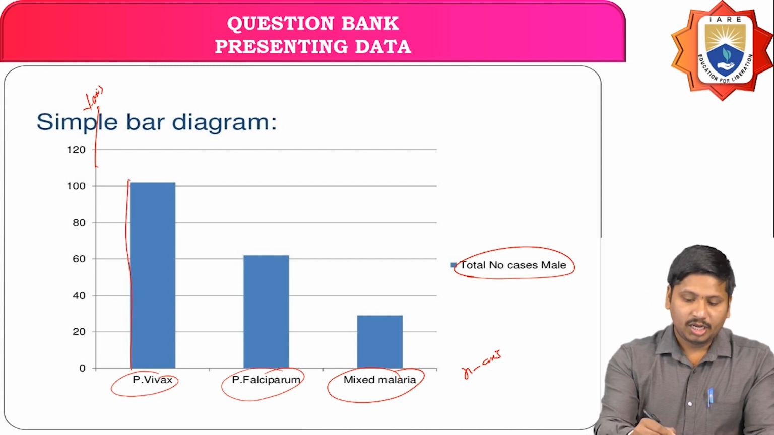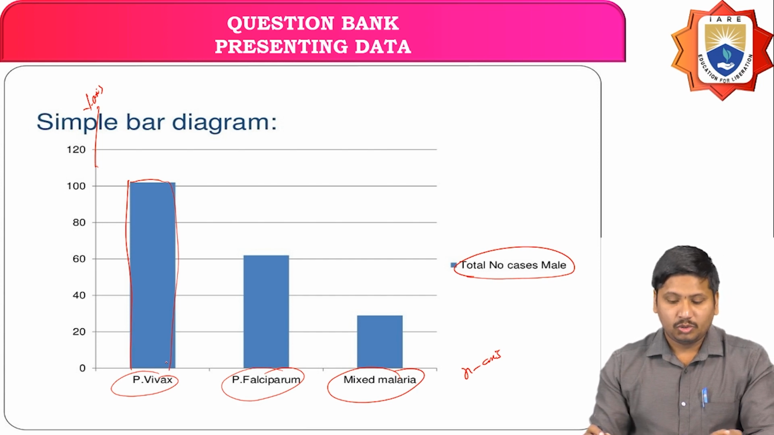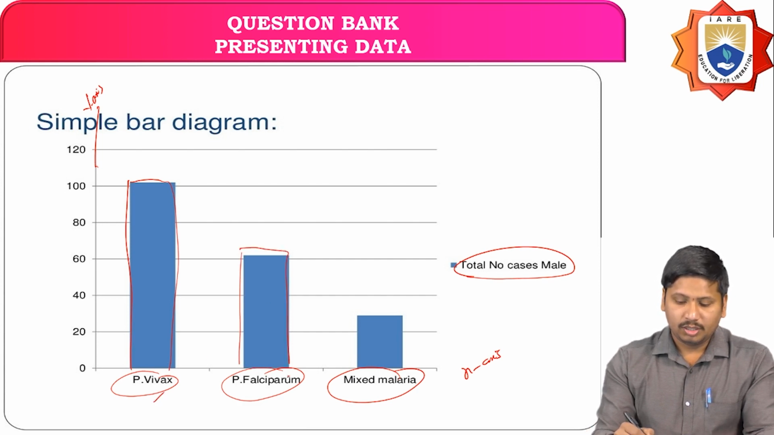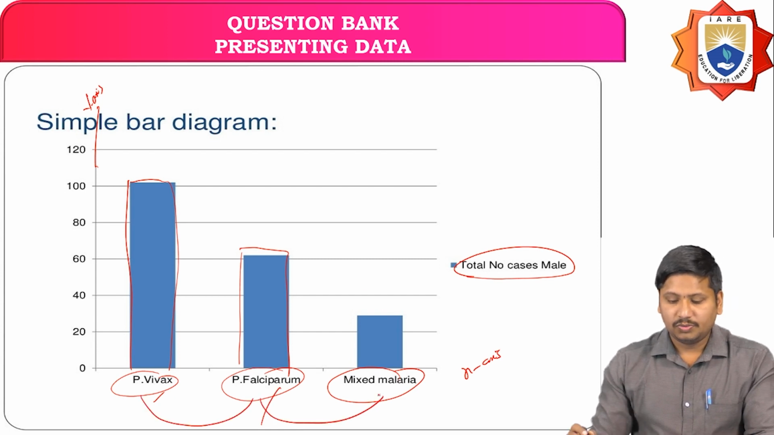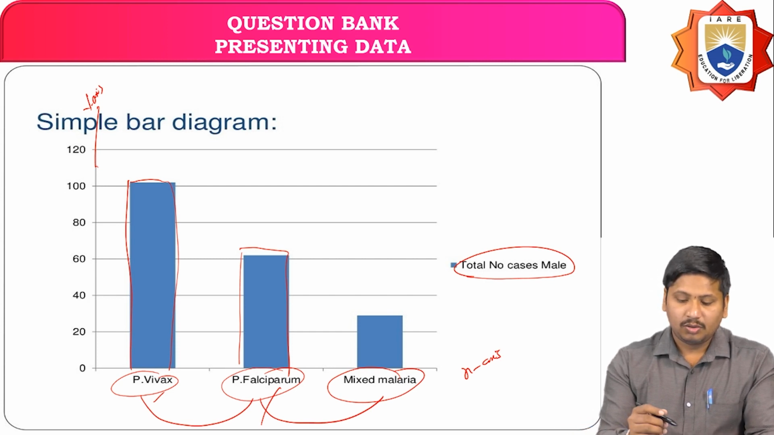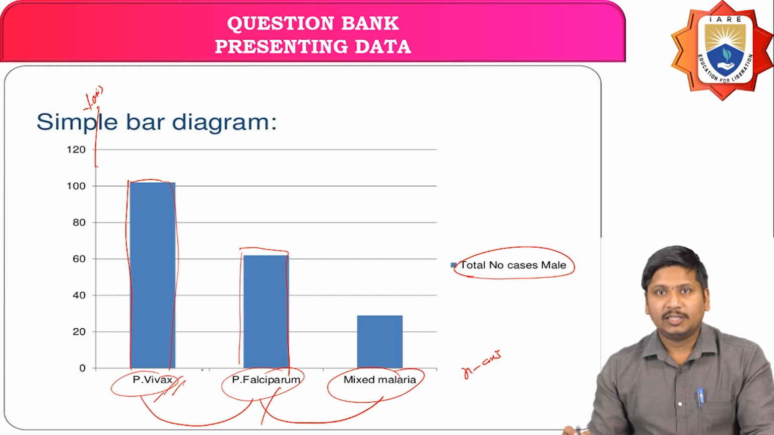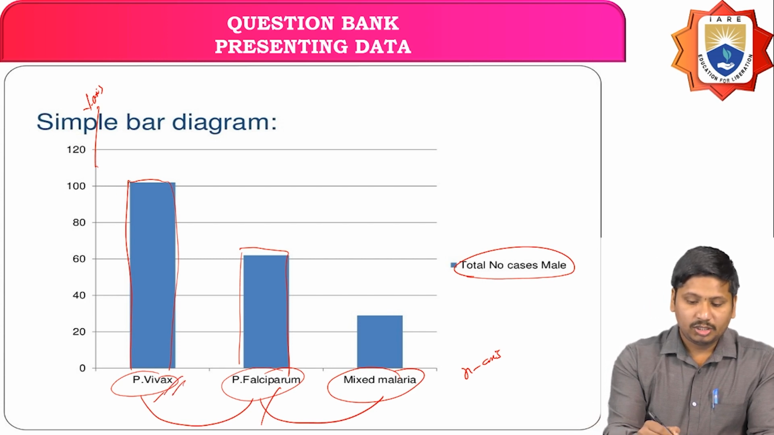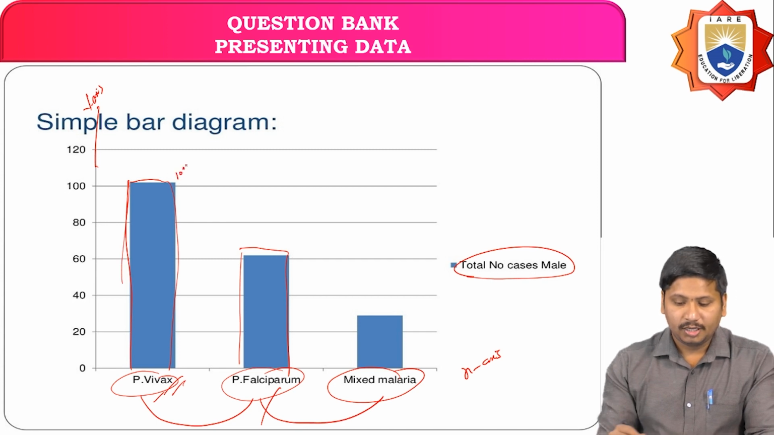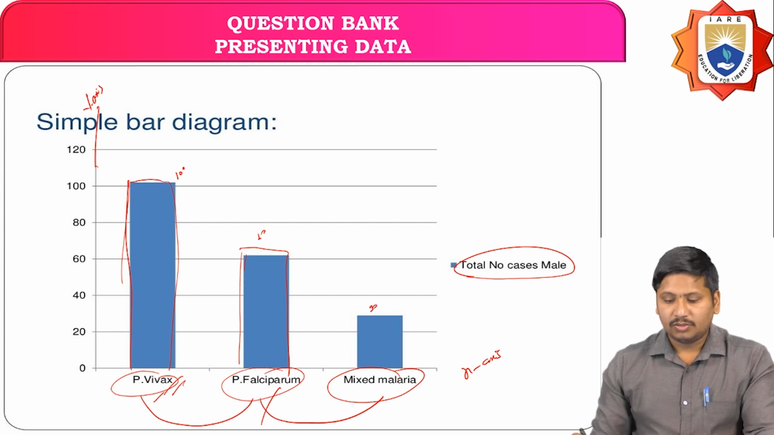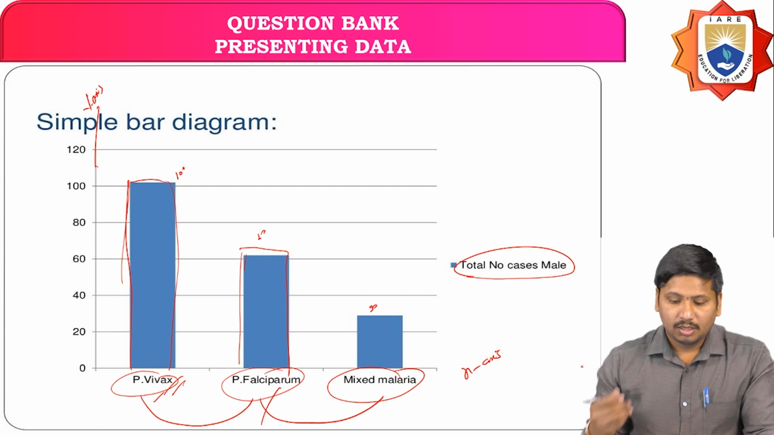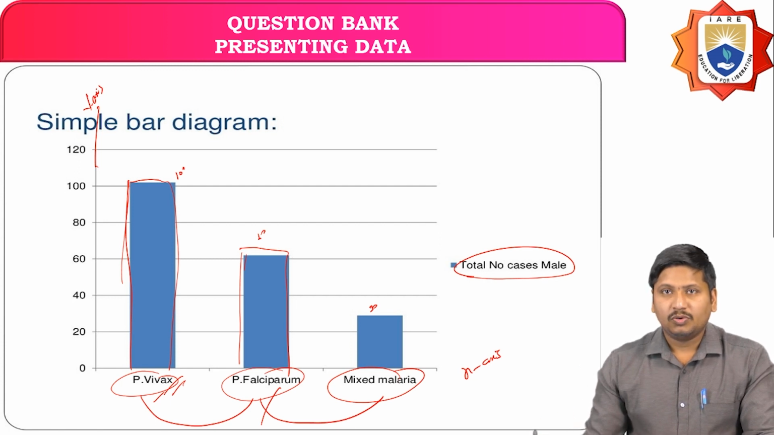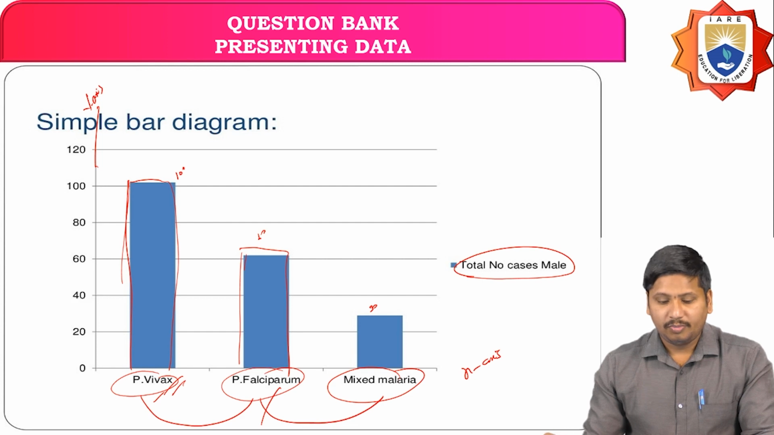So this is going to be an indication of how many people are affected through this disease and how many through that disease, so that I can make the comparison between them. By seeing the bar diagram itself, it should be very clear that many people are affected by Vivax. Since the length of the bar should be 100, and this one 60, and this around 30, by seeing this I can predict that Vivax is going to affect many people.